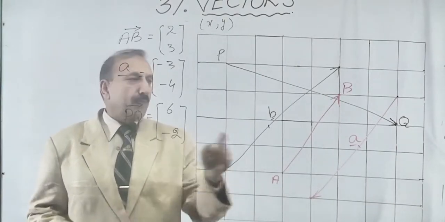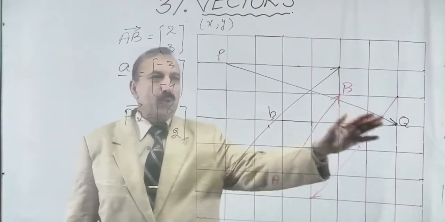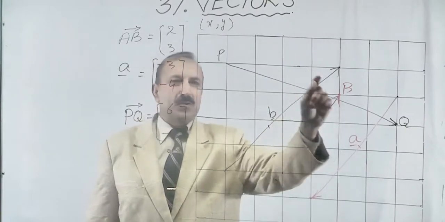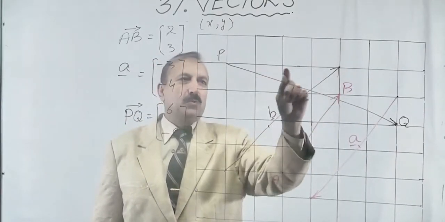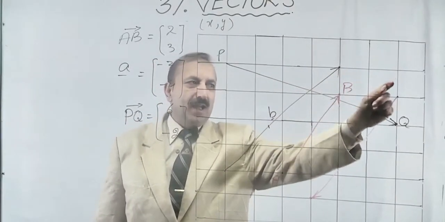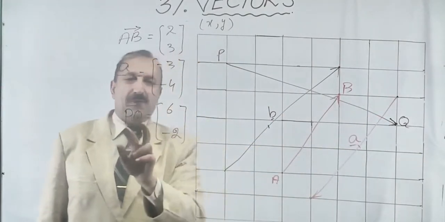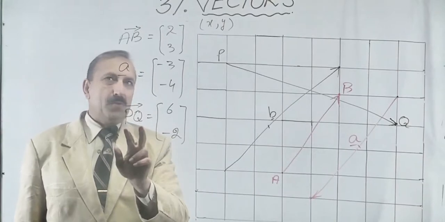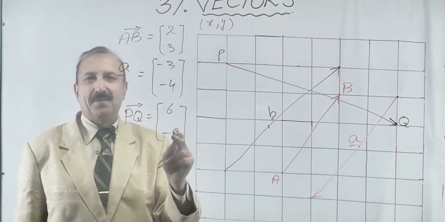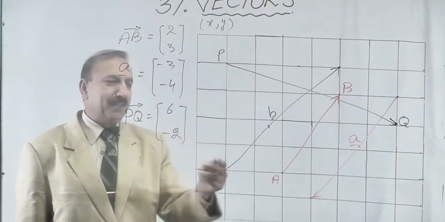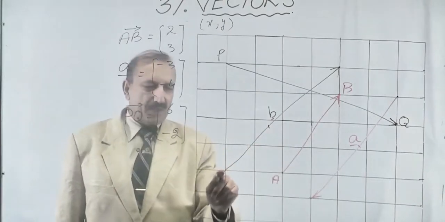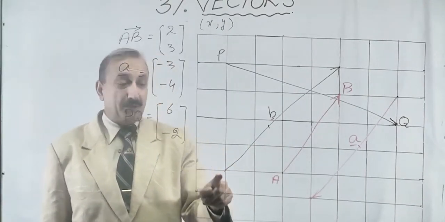So my dear, the vector PQ is 6 units towards right, 1, 2, 3, 4, 5, 6, and 2 units down, which is a minus sign with the y component. Our vector is PQ, and this is (6, -2). And let's see the second vector B. Its starting point is here. As I told you, this is the origin.